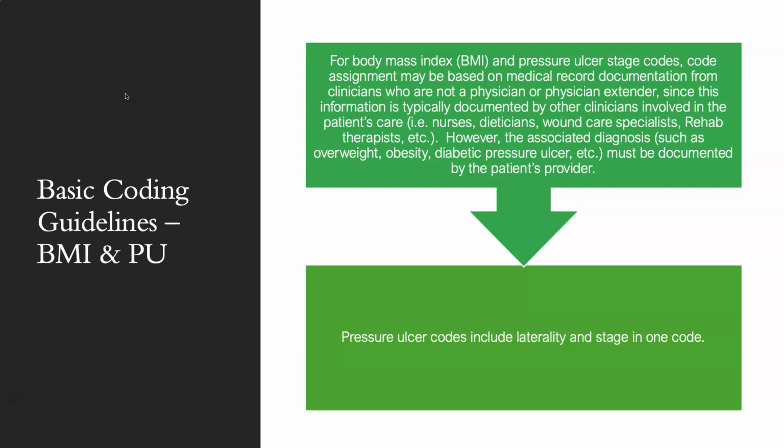And then be aware too that if someone has a pressure ulcer, when you move from the index to the tabular, you need to make sure that your code reflects the laterality and stage, and it's all in one code. So you don't have a code for pressure ulcer laterality and pressure ulcer stage. It's all in one code. It includes pressure ulcer, the laterality, and the stage. And so again, you need that information. The laterality and the stage, you can probably get from wound care documentation or nursing documentation. But again, you want to make sure that at least the pressure ulcer is acknowledged by the provider.